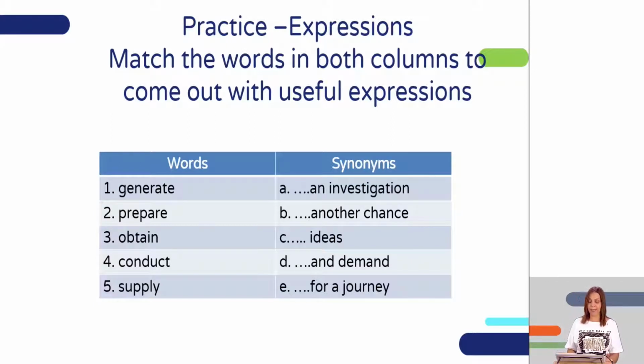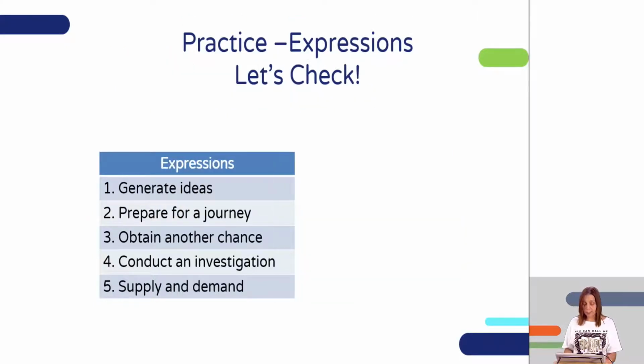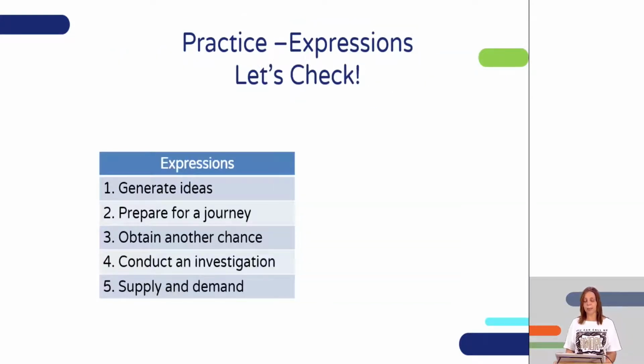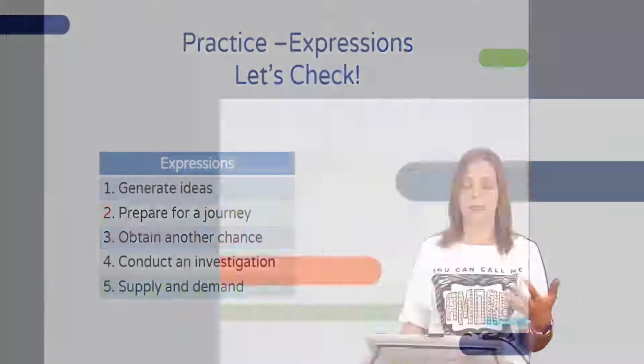investigation, correct? And then we have supply. What do we have here? Supply ideas, maybe. Supply and demand, sorry, here we have and demand. Excellent. So here we have the expressions. We have generate ideas, prepare for a journey, obtain another chance, conduct an investigation, and supply and demand. They usually go together. The market depends on supply and demand.